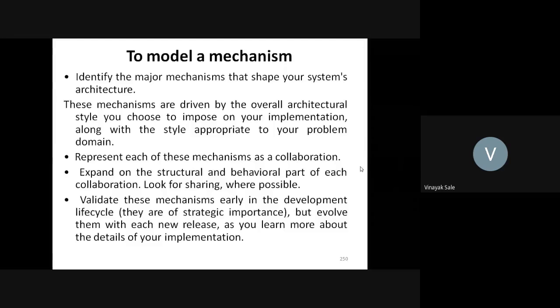To model a mechanism, identify the major mechanisms that shape your system's architecture. These mechanisms are driven by the overall architectural style you select to impose on your implementation, along with the style appropriate to the problem domain. Represent each of these mechanisms as a collaboration. Expand on the structural and behavioral parts of each collaboration. Look for sharing where possible. Validate these mechanisms early in the development lifecycle, but evolve them with each new release as you learn more about the details of your implementation.